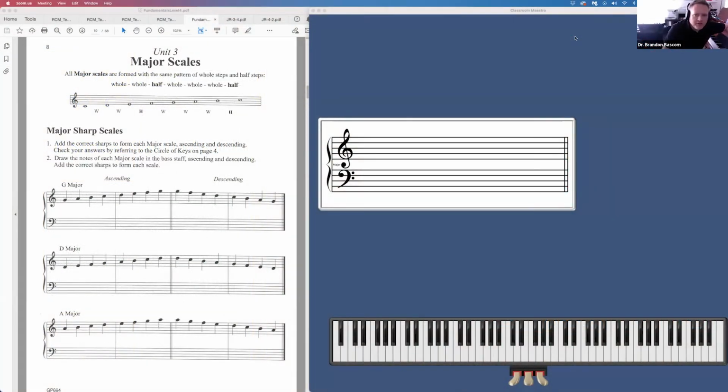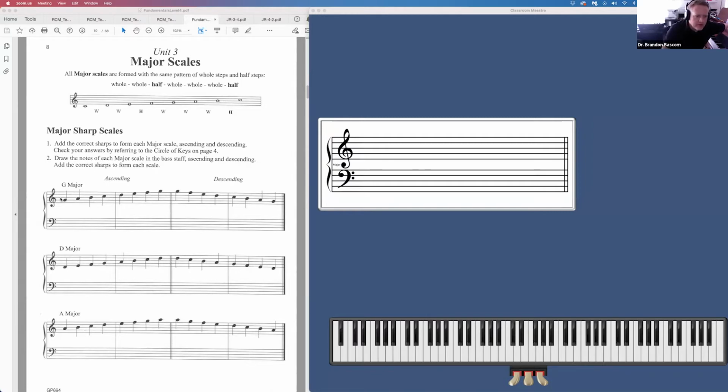Welcome to the Fundamentals of Piano Theory, Level 4. In this video, I'm going to go over Units 3 and 4. We're talking about scales today. In Unit 3, it's major scales, and in Unit 4, it is minor scales. Both of these units should be a pretty easy review for you, not really new material.